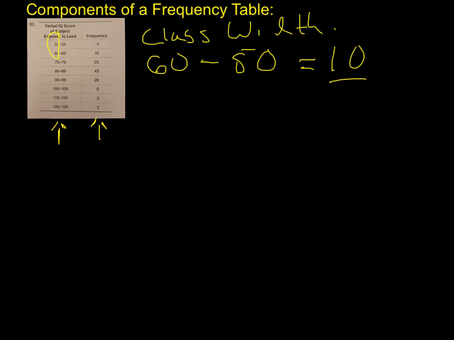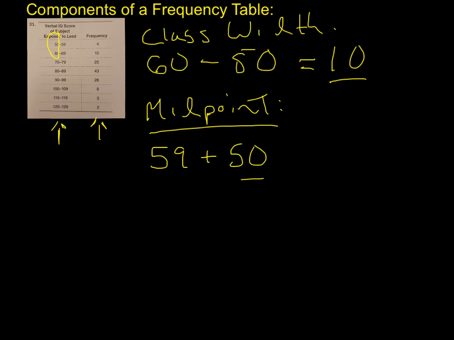So the next important piece of the frequency table is the class midpoint. To obtain the class midpoint for any given class, we take the upper limit in the class, so for the first one we use 59, and we add to it the lower limit for that class, in this case 50, and we divide by 2. That will give us 109 over 2, which yields 54.5. This is one of the most important aspects because the midpoint allows us to calculate the mean and standard deviation in our calculators.